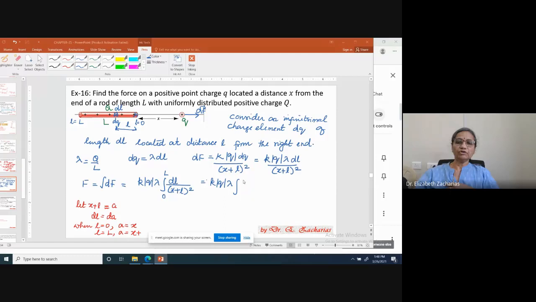Okay, so let's just put it here. So what do I write here? I will write, instead of dl, I will write dA, and then here I will write x plus. Okay, so here I should write, instead of x plus L whole square, I should write A square, and then the limits of integration will go from x to x plus L. Yeah, now do it.